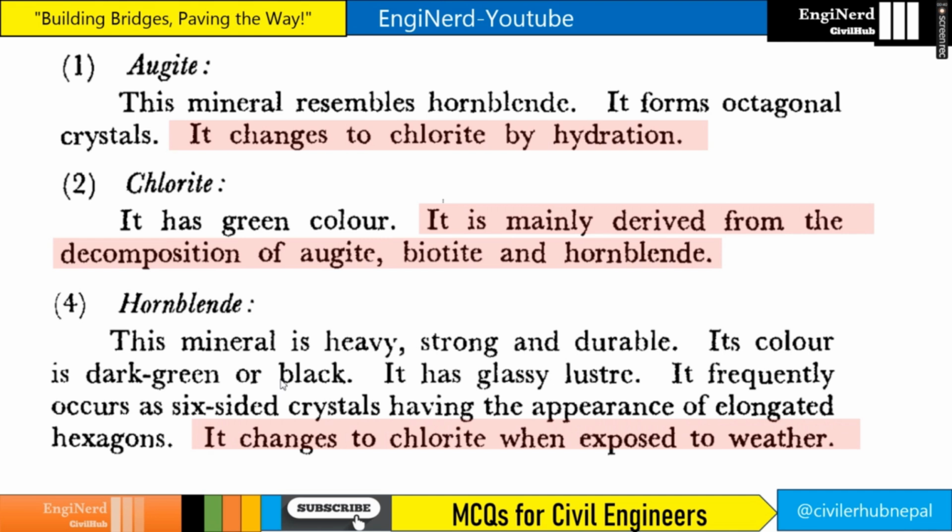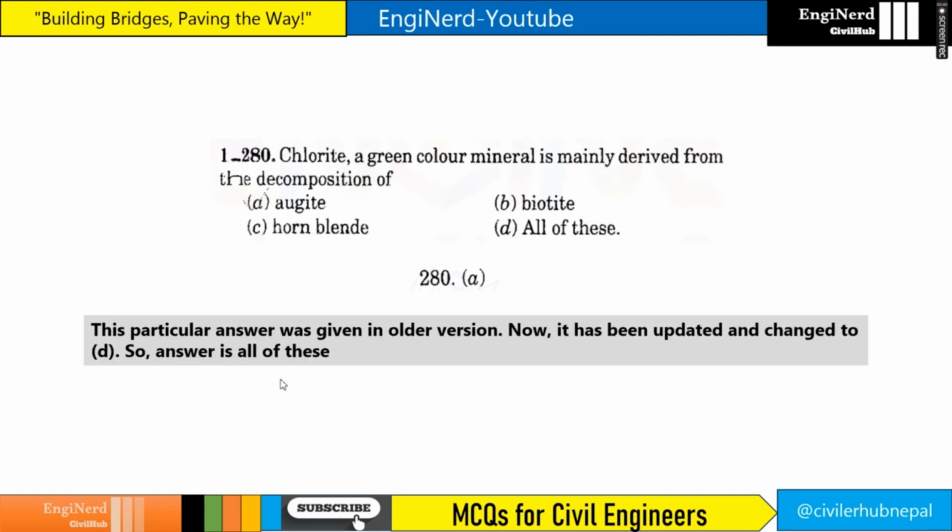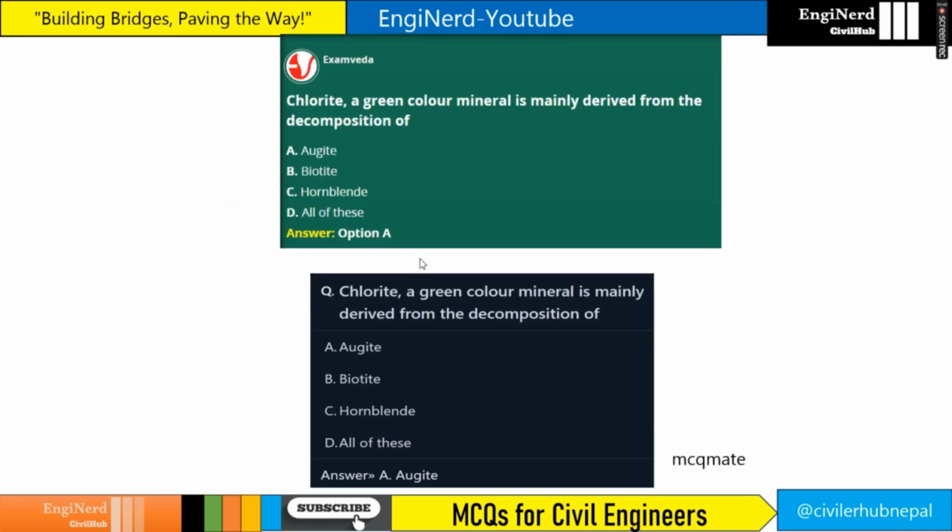If you see in the hornblende, it changes to chlorite when exposed to weather. And if you see in the biotite, it changes to chlorite as well. So our answer will be all of these. But in the previous version of this Agor book, the answer was given as option number A, right? But the newer version has updated the answer and changed it to option number D, all of these.